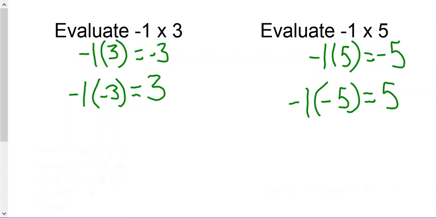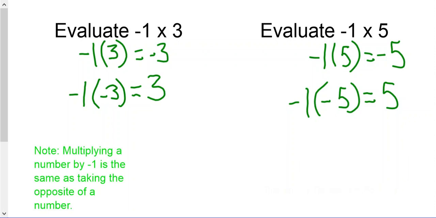So, when we are multiplying two negative numbers, we will get a positive. Remember, multiplying a number by negative 1 is the same as taking the opposite of a number. Make sure you write these notes down in your math notebook.